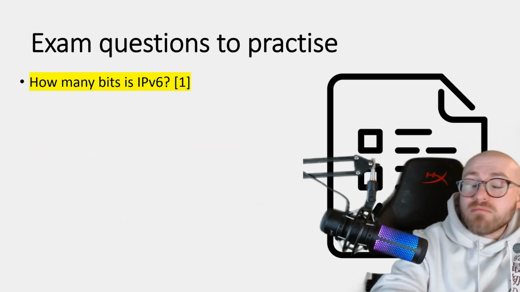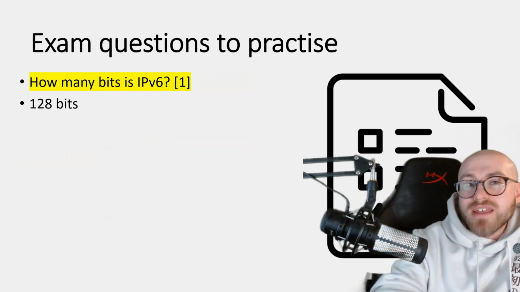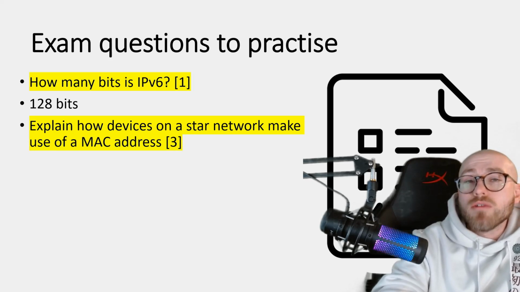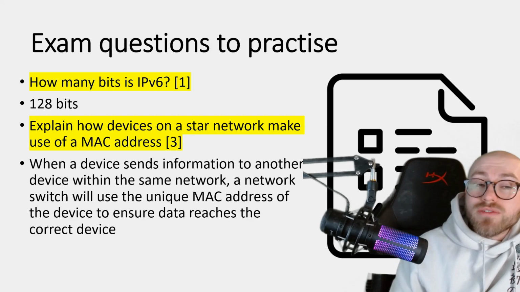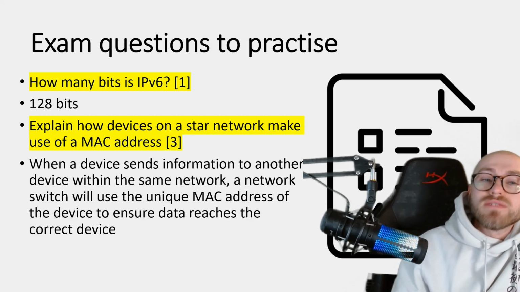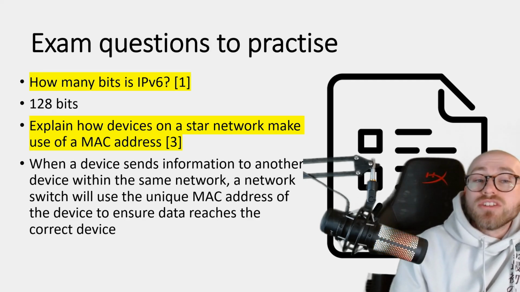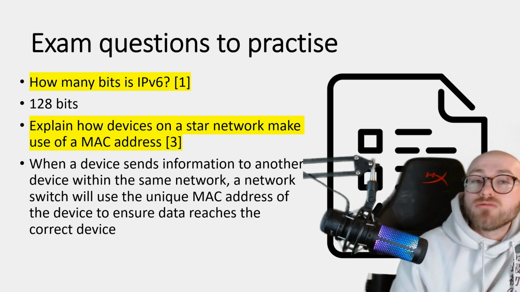Question number 3, how many bits are in IP version 6? 128 bits. And finally, explain how devices on a star network make use of a MAC address. An answer you could have given is something like, when a device sends information to another device within the same network, a network switch will use the unique MAC address of the device to ensure that data reaches the correct device.